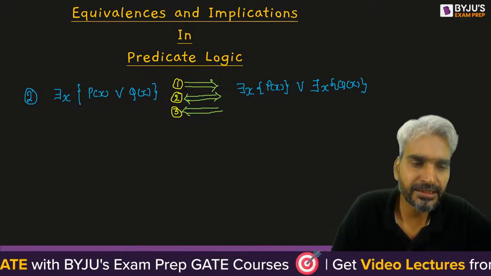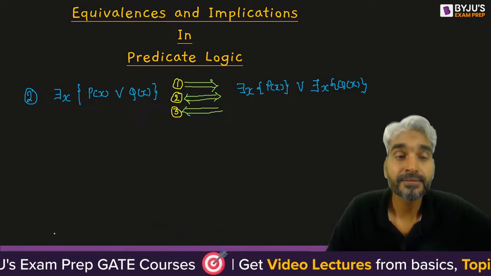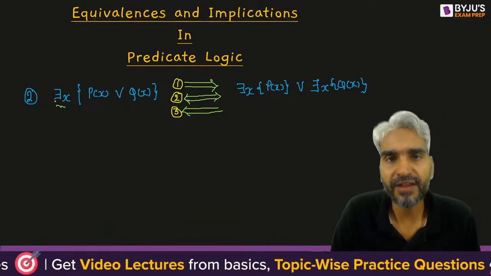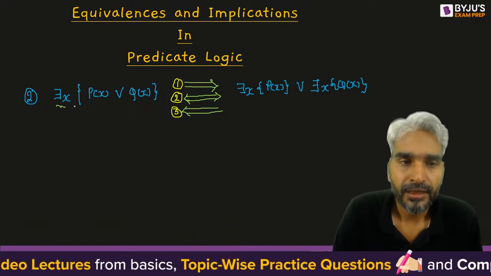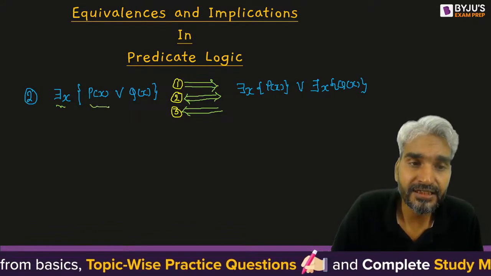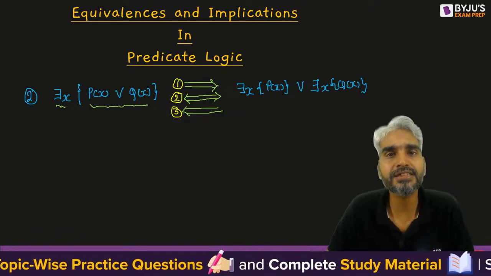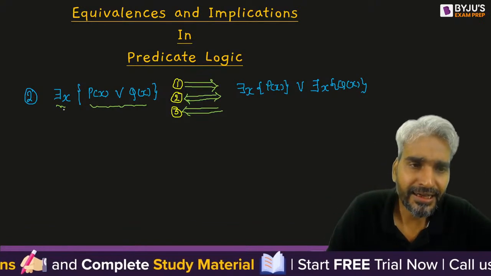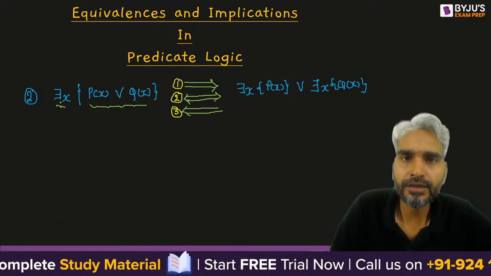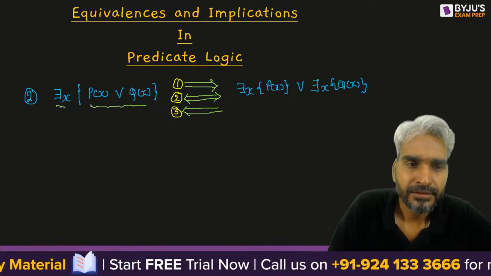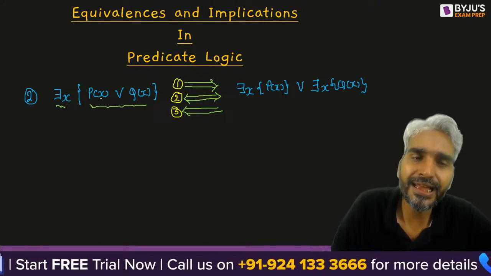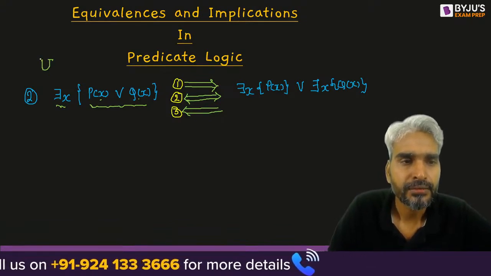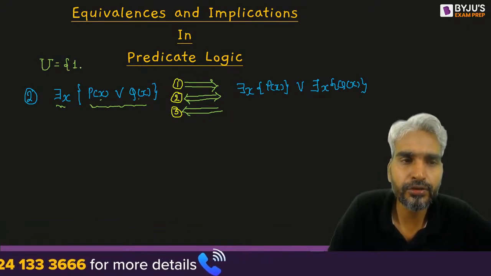Okay, guys, it's easy. Please try to understand this, that there exists will return true if for at least one value of X, this disjunction of PX and QX is true, right? So what's the idea? For at least one value of X, this PX or QX can be true if either P or Q is true for any value in the universe.